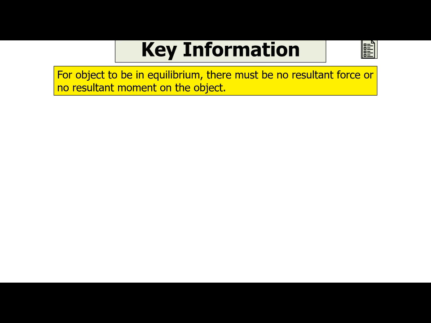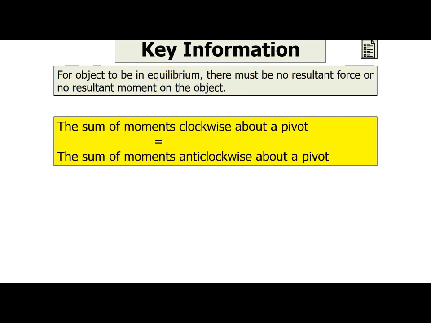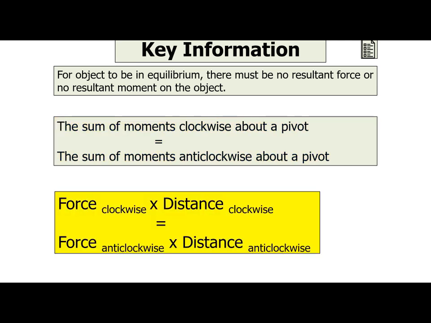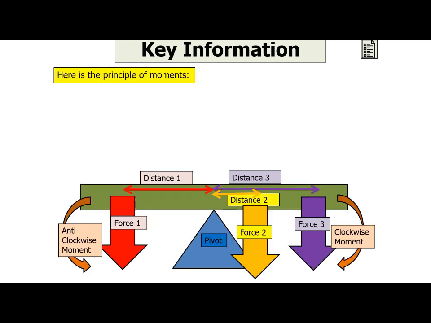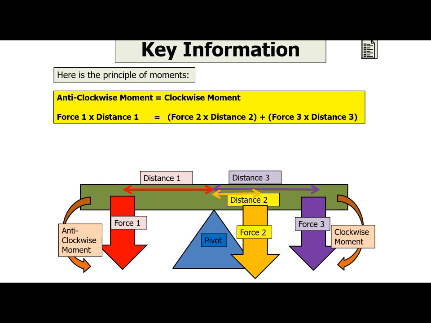So, to clarify, for an object to be in equilibrium, there must be no resultant moment or force on the object. So the sum of the moments clockwise about a pivot will equal the sum of the moments anti-clockwise about a pivot. So the force clockwise times the distance clockwise is equal to the force anti-clockwise times the distance anti-clockwise.